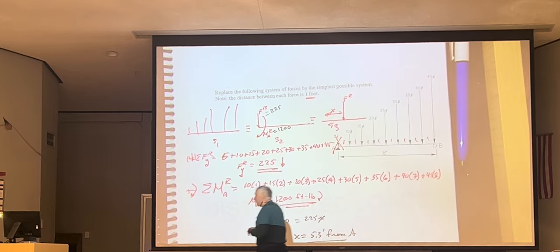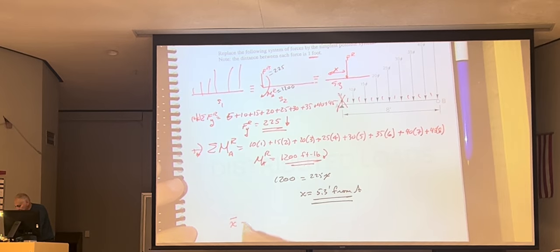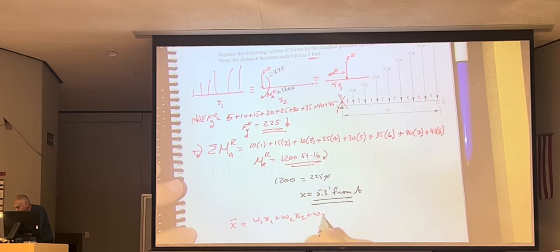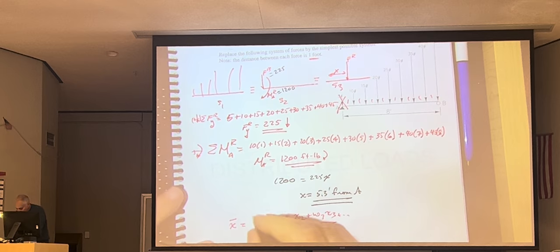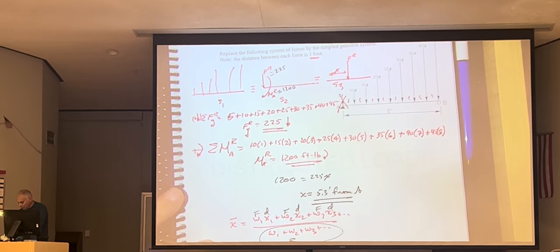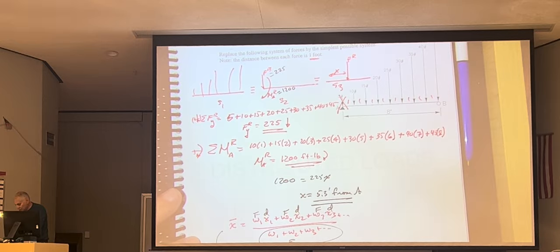Remember, what is the equation? The equation for center of gravity is simple. X or Y is W1 x1 plus W2 x2 plus W3 x3, divided by W1 plus W2 plus W3 plus dot dot dot. Well, guess what? This is force times distance, force times distance, force times distance. This is force. But if I take this over to the other side, I'll have W total times X bar is equal to summation Wi Xi.